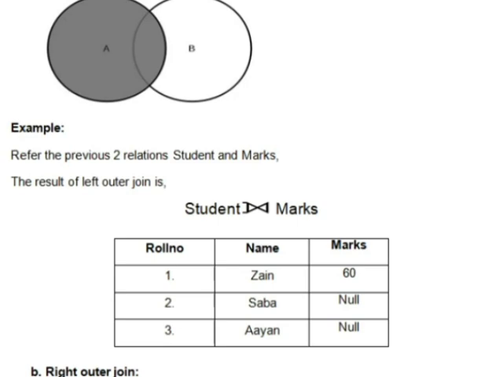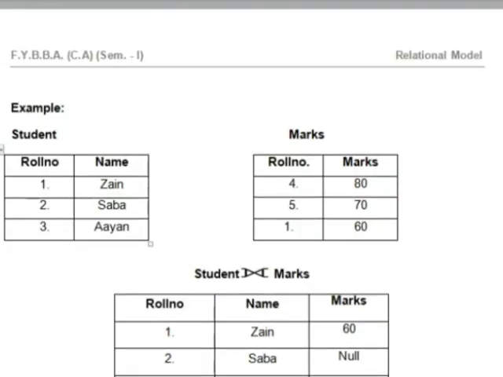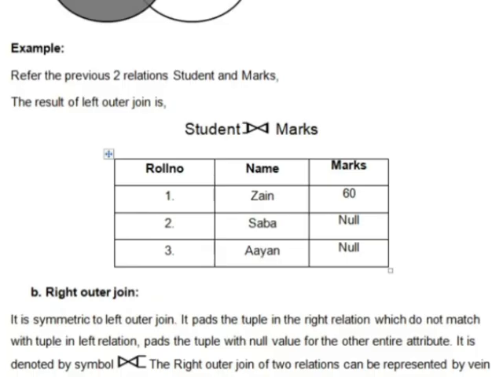If you see the student and marks tables in the previous example, here we have roll number and name as columns of student, roll number and marks as columns of marks. If I want to find the left outer join, I'll be considering student as the left table and marks as the right table. So what it does, it takes all the tuples from the left side and it matches the values from the right table and it will put a null value wherever required.